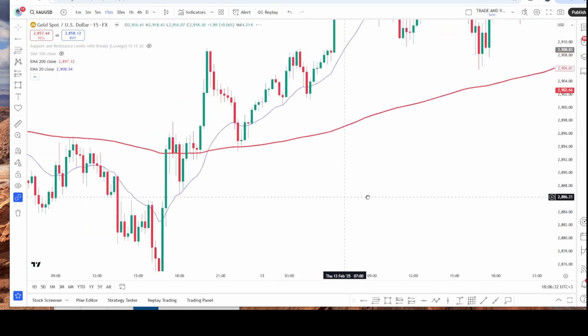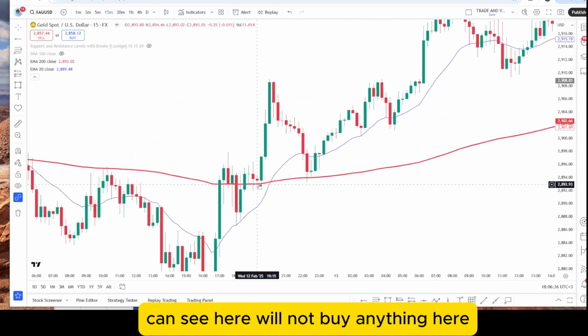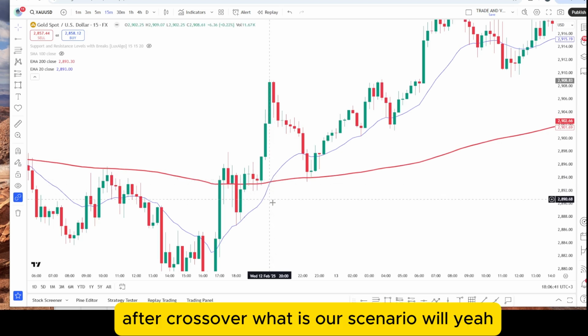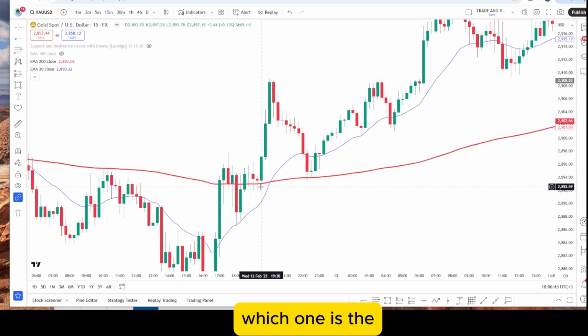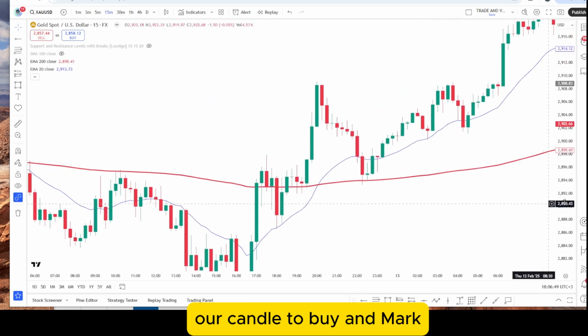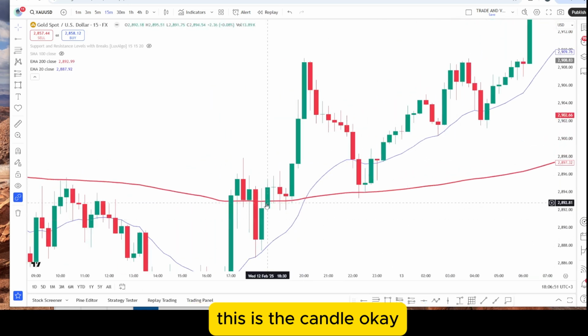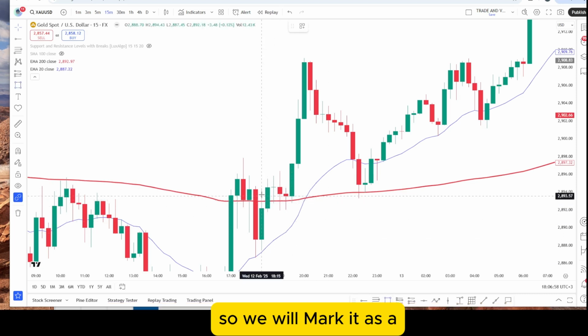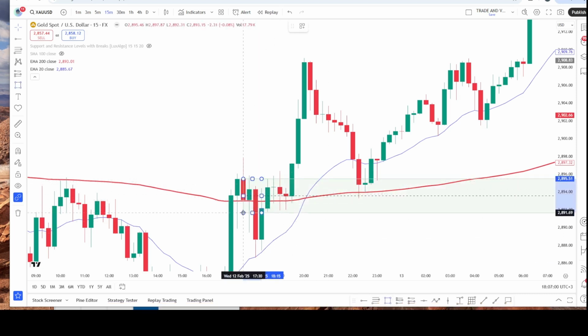It was here. You can see here we will not buy anything. Here the crossover happened. After the crossover, what is our scenario? Which one is our candle to buy and mark? This is the candle. Okay, which one? This is the one that broke our long-term 200 moving period. So we will mark it as a box.